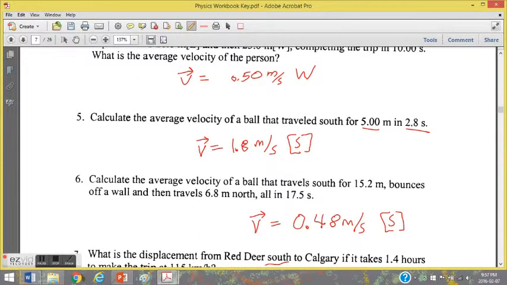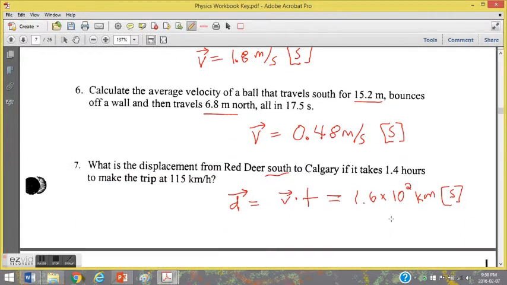Number 6, the ball goes south that far, 15.2 meters. It bounces, travels that far north. So grand total, 15.2 meters south minus 6.8, and then take that divided by 17.5. Average velocity is going to be 0.48 meters per second south. What is the displacement? Which means you need to include direction. It tells you Red Deer south to Calgary.